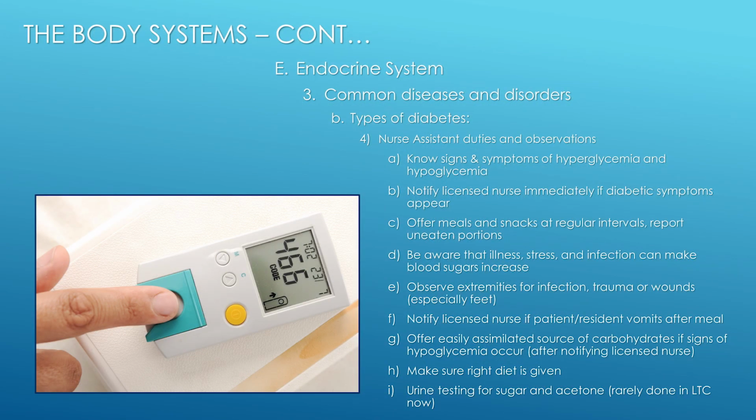Nurse assistant duties and observations. Know the signs and symptoms of hyperglycemia and hypoglycemia. Notify a licensed nurse immediately if diabetic symptoms appear. Offer meals and snacks at regular intervals. Report uneaten portions. Be aware that illness, stress, and infection can make blood sugars increase. Observe extremities for infection, trauma, or wounds, especially the feet. Notify a licensed nurse if the patient or resident vomits after a meal. Offer easily assimilated sources of carbohydrates if signs of hypoglycemia occur, after notifying a licensed nurse.